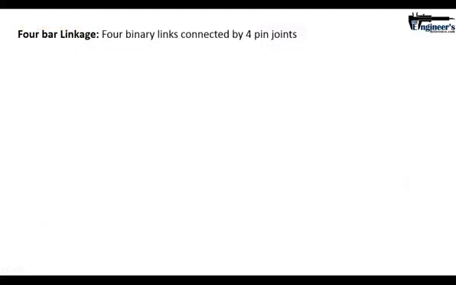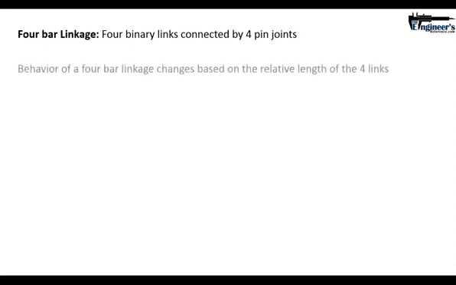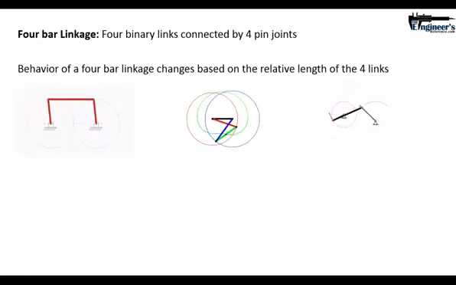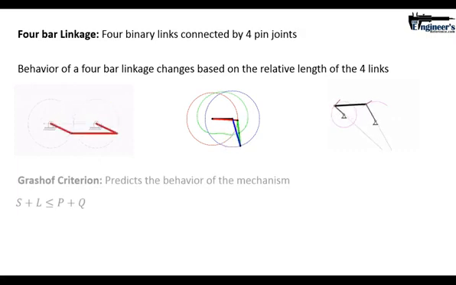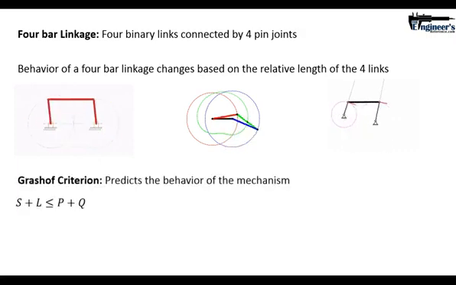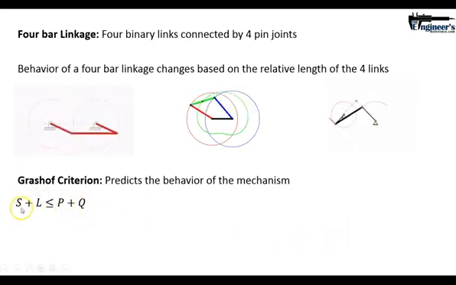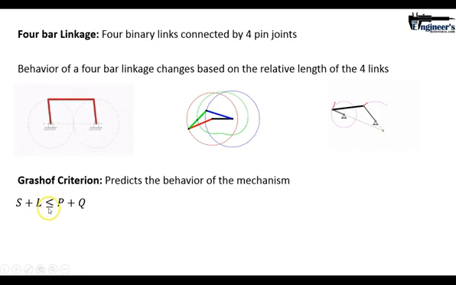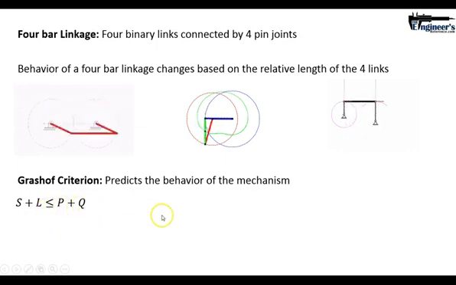So just to summarize everything, a 4-bar linkage is just 4 binary links connected by 4 pin joints, 4 types of pin joints. The behavior of the 4-bar linkage is based on the relative lengths as well as the different types of configurations of the 4-bar linkage. So you can see here we've got different lengths and different configurations. And the Grashof criterion makes it possible to predict the behavior of the mechanism. And this is the Grashof inequality. The short link plus the longest link is less than or equal to the remaining 2 linkages.